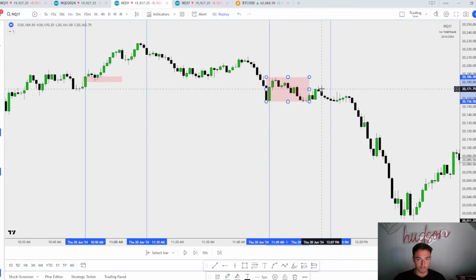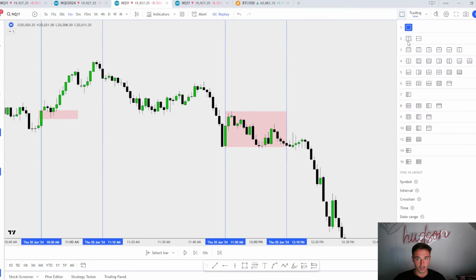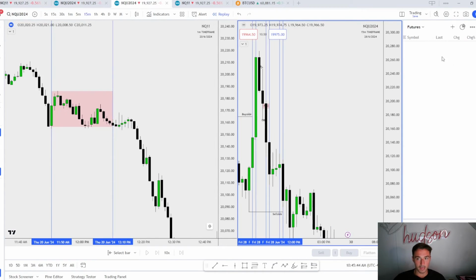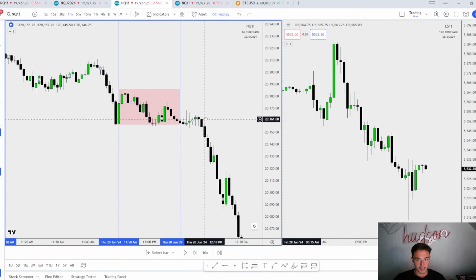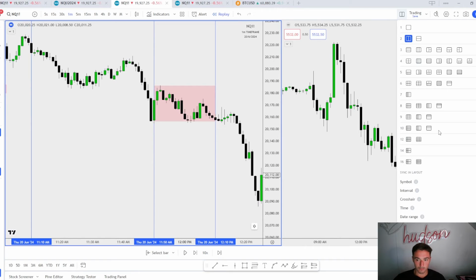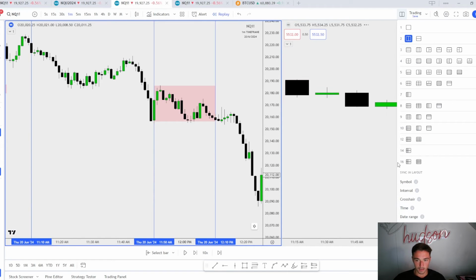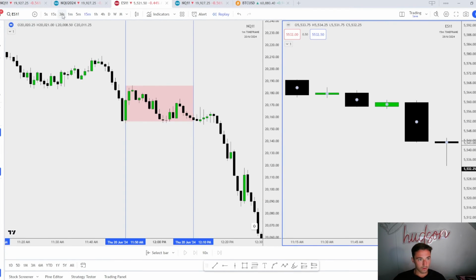Now, what doesn't happen in this macro though? We do not stop anybody out. Now the thing is, maybe, I'm not sure if we do, but maybe we create an SMT. Time, date range. 1 minute chart.